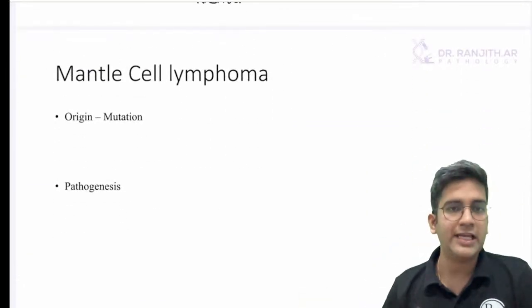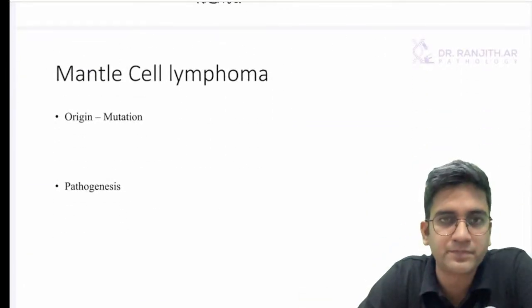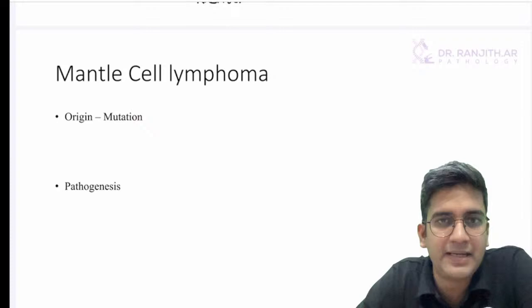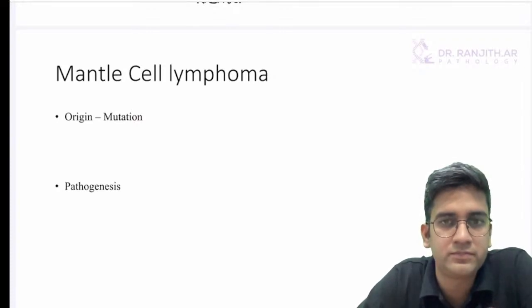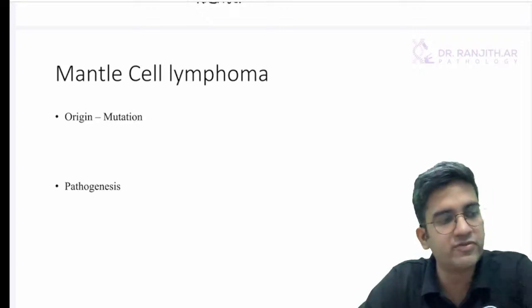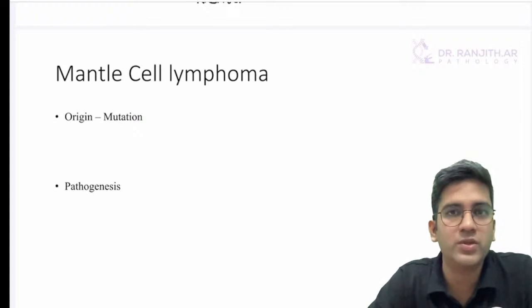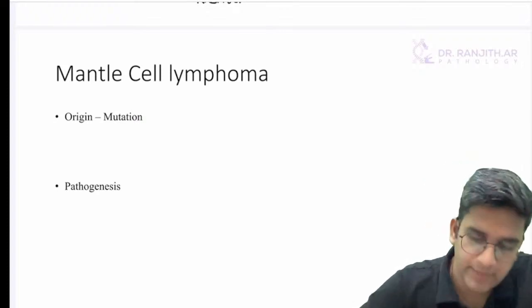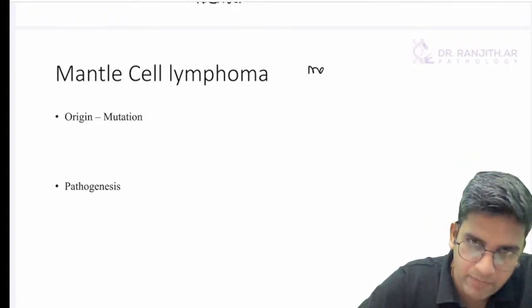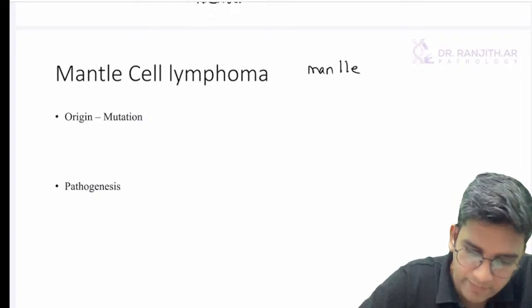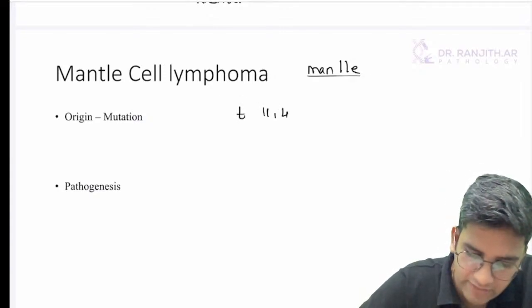Mantle. Can anyone tell me what's the translocation for Mantle? Mantle's translocation. Smudge cell is a classical finding seen in CLL, which is a destroyed lymphocyte, which comes to the periphery. Mantle, remember, is translocation between 11 and 14.